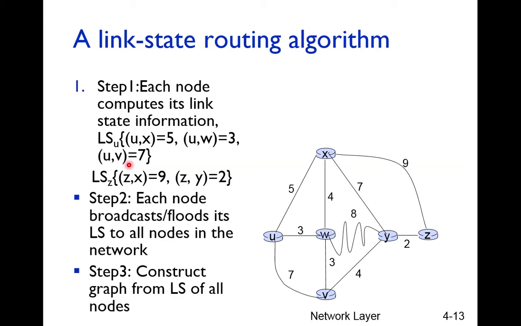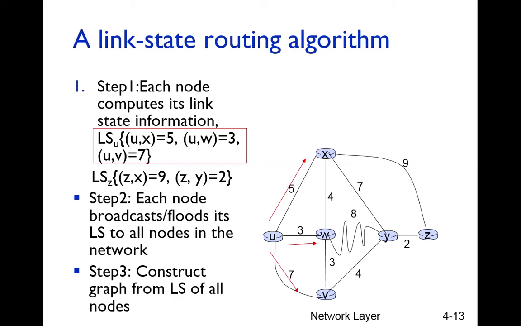Now the second step is that each node broadcasts or floods its link state information to all the nodes in the network. When each node computes its link state information, for example node u, then node u will broadcast its link state information to all the nodes.